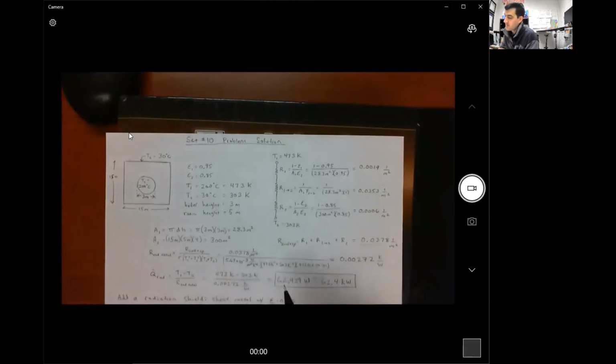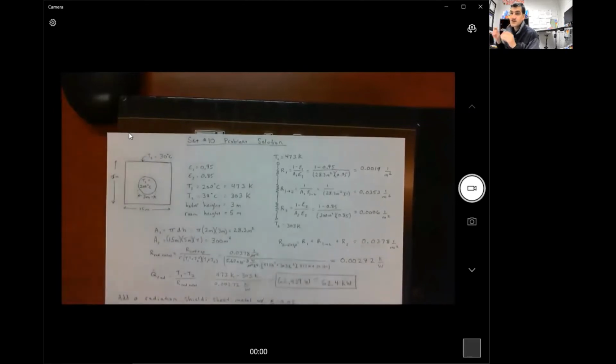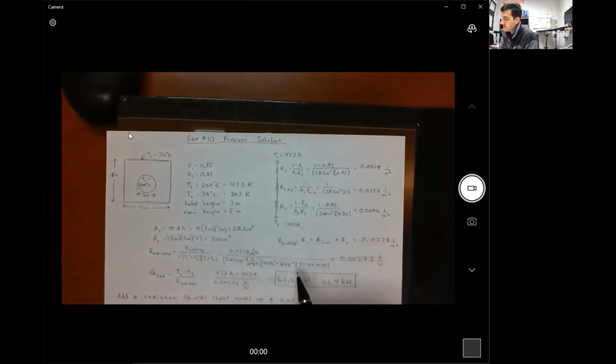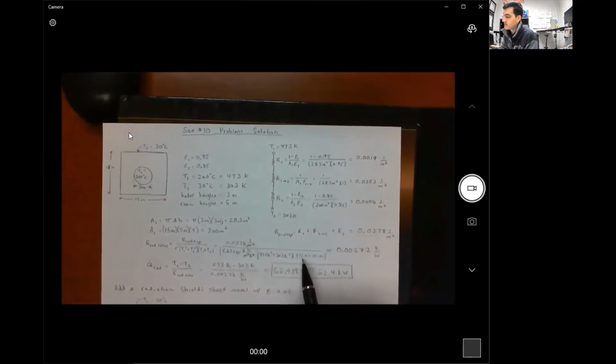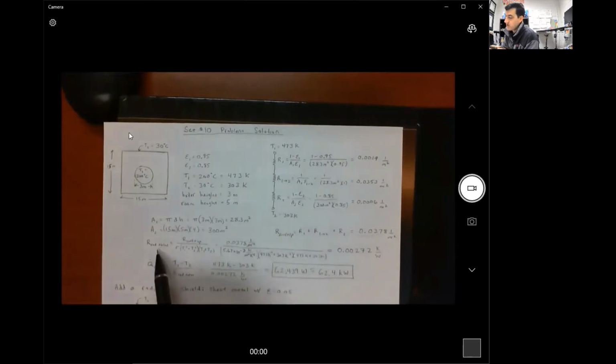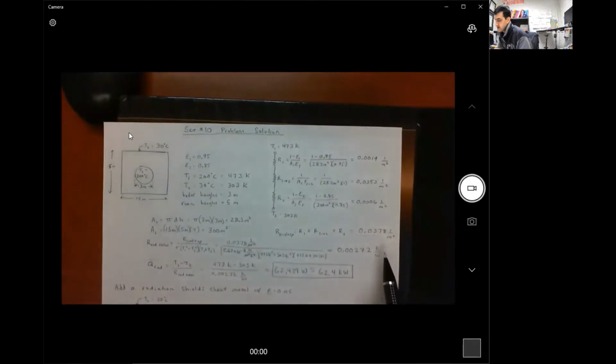is squared, plus 303 Kelvin, quantity squared. And then that's times the quantity 473 Kelvin plus 303 Kelvin. When I plug that all into my calculator, I get a total R rad total value of 0.00272 Kelvin per watt.